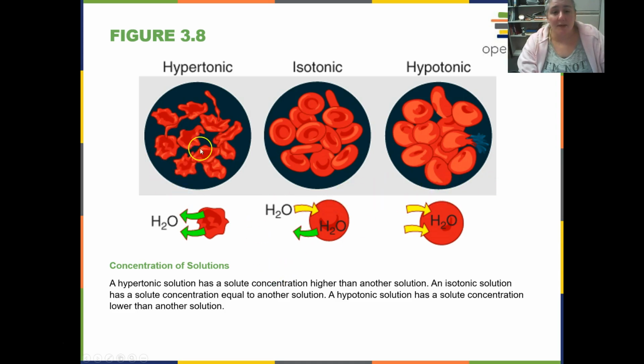You can think of hypertonic solution when you are dehydrated. When you are exercising, your cells are going to end up losing water, because you're losing that water from the blood plasma, and so water leaves the cells and enters the blood plasma.